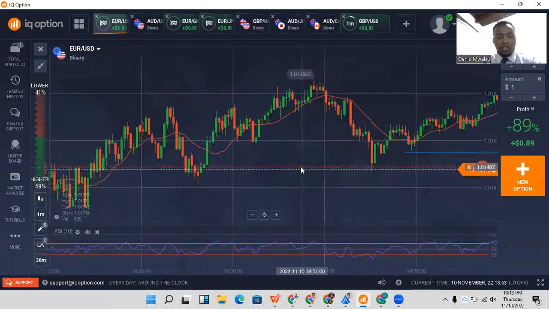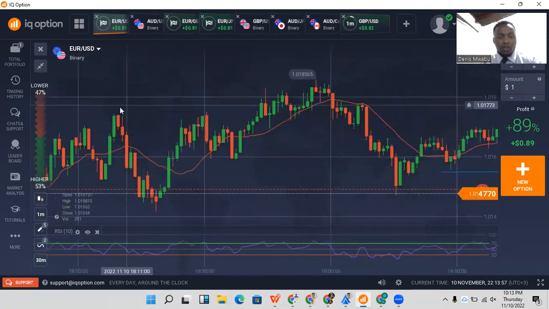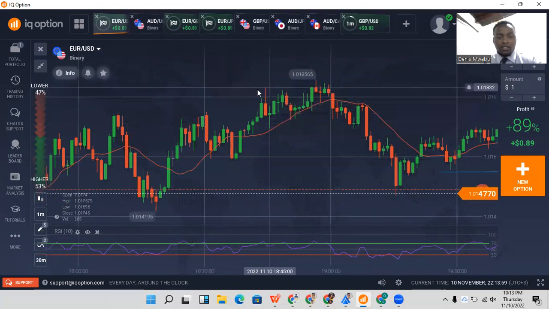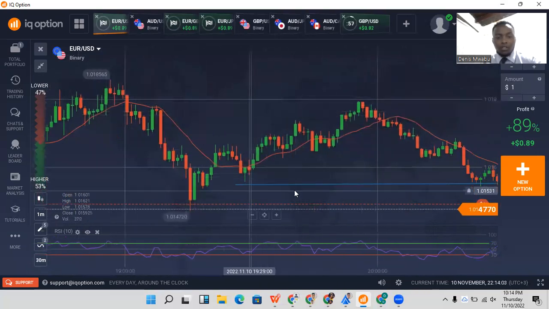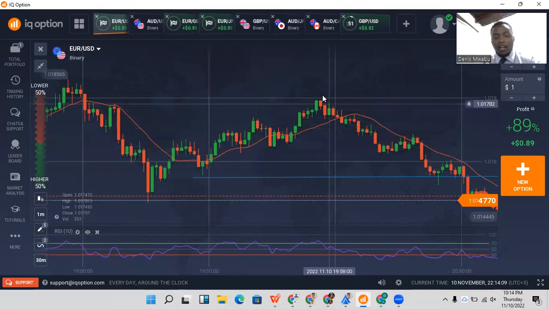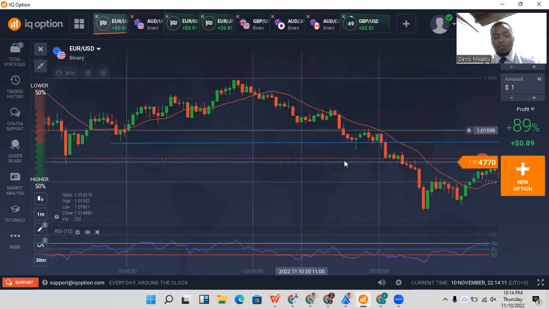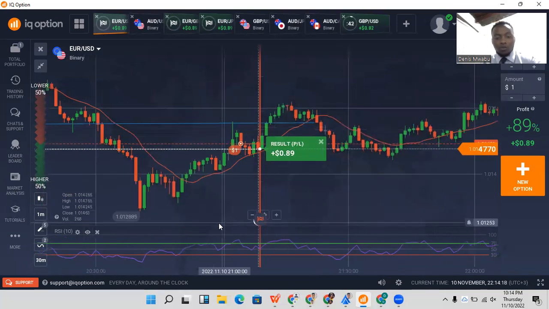You can just zoom in a little bit so that you can see it very well. You can see this is a higher high, this is a higher high, this is a higher high. Okay, it went down a little bit, but it came back again, created a lower high, a lower high, a higher high, a higher high, and it went back again. There was a trend reversal here, and then the price started moving up again.